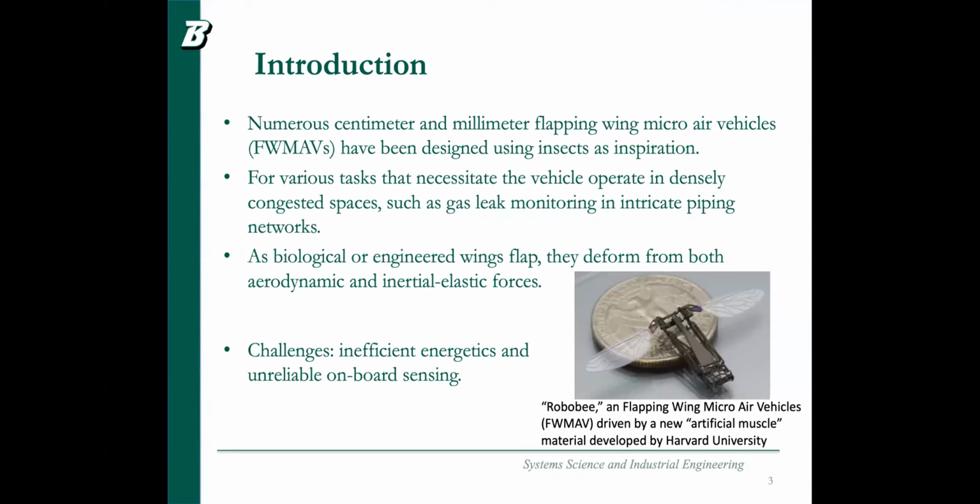As a biologically inspired engineered wing flaps, as you can see in the picture, it deforms from both aerodynamic and inertial elastic forces. So currently there are challenges: inefficient energetics and unreliable onboard sensing. Usually this kind of flapping air vehicle needs batteries, but the battery is kind of heavy, and sometimes they use a long wire to deliver the energy to it. So the energy efficiency is quite important.